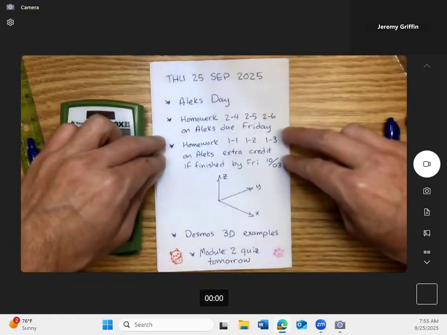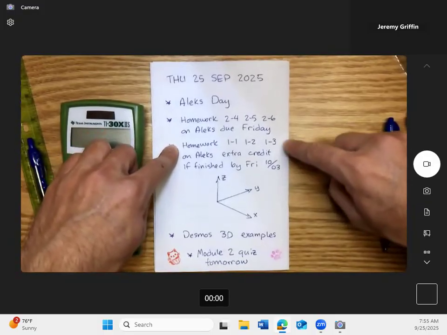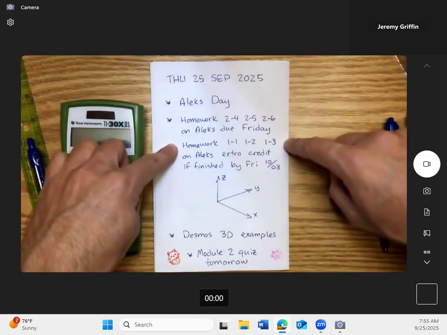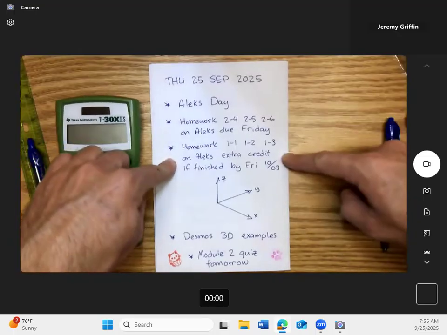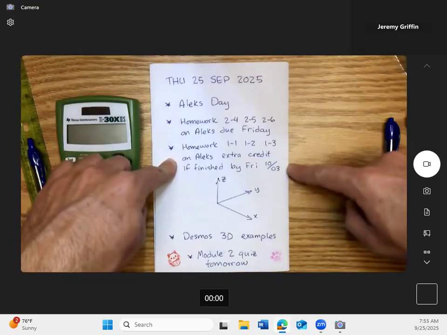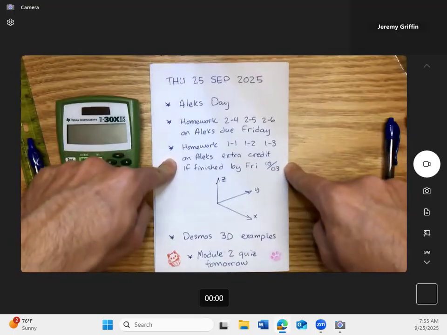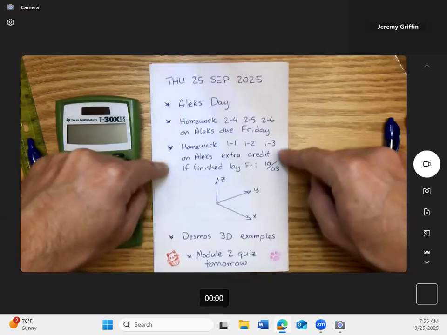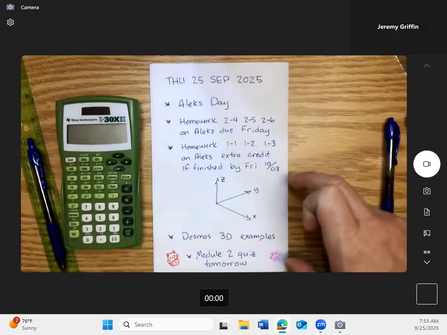Right. So also speaking of Alex, there was a homework open 1-1, 1-2, 1-3. Now this one you guys actually did on paper. That's what I actually gave you guys credit for. I opened it on Alex just so you can see kind of what the questions look like. I was thinking about it here. If you actually do this one also on Alex, which could be good review, right? If you do it by next Friday, October 3rd, I'll go ahead and put extra credit in the grade book for that.